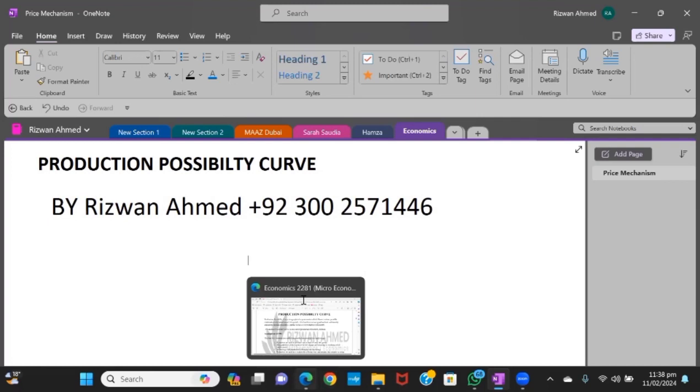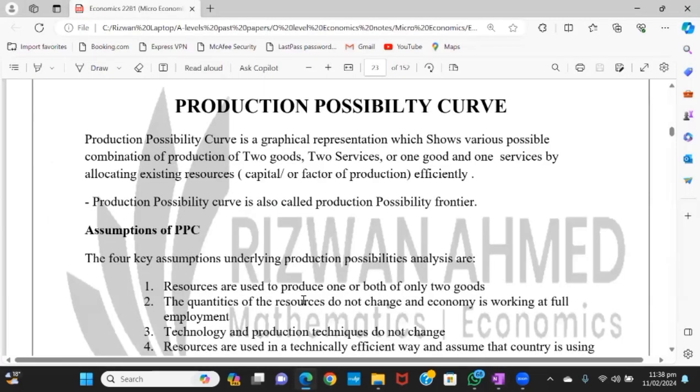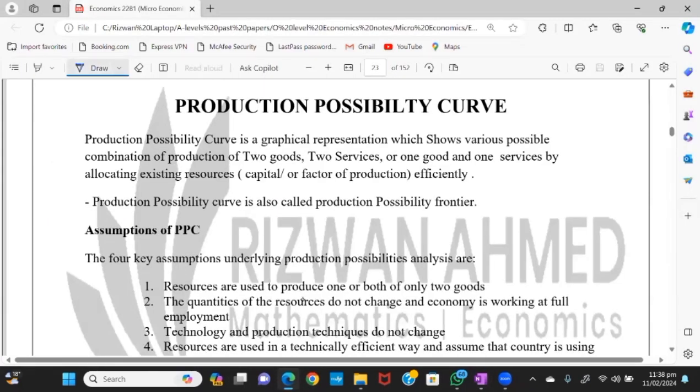This is the production possibility curve definition. It is a graphical representation which shows various possible combinations of production of two goods, or two services, or one good and one service, by allocating existing resources, that is the capital factors of production, efficiently. The production possibility curve is also called the production possibility frontier.